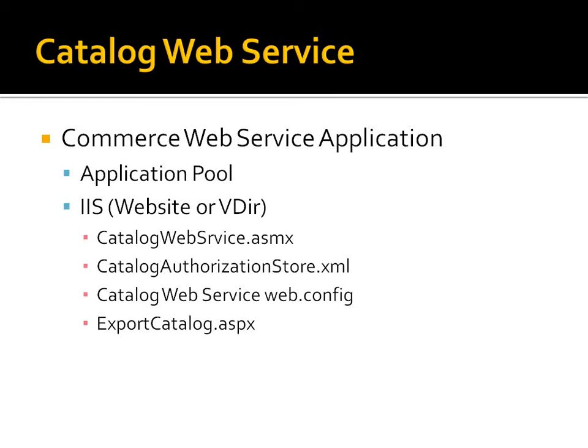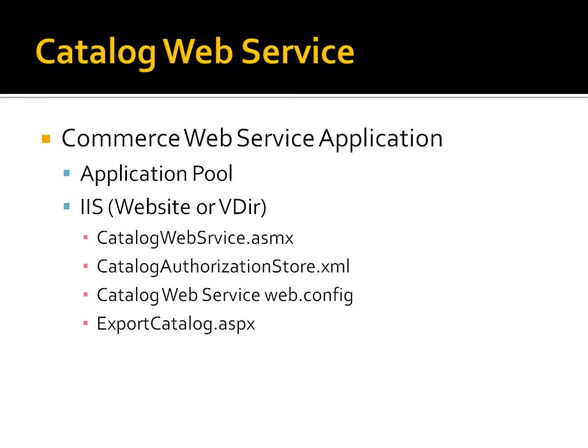The CatalogAuthorizationStore.xml stores all of the security credentials of who can access the website and the methods for the web service. CatalogWebService's web.config has some configuration values, and then ExportCatalog.aspx is for exporting catalogs from the web service. The application pool sets the security credentials and talking between the web service and the database. The CatalogAuthorizationStore.xml is the security between the application and the web service.